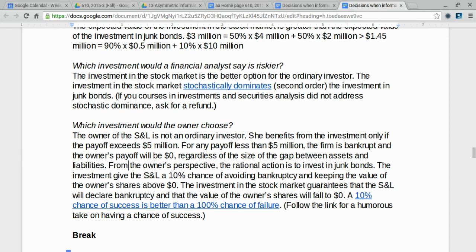The investment gives the S&L a 10% chance of avoiding bankruptcy and keeping the value of the owner's shares above zero. The investment in the stock market guarantees that the S&L will declare bankruptcy and the value of the owner's shares goes to zero. A 10% chance of success is better than a 100% chance of failure. I mean, the junk bonds say, you mean I've got a chance?